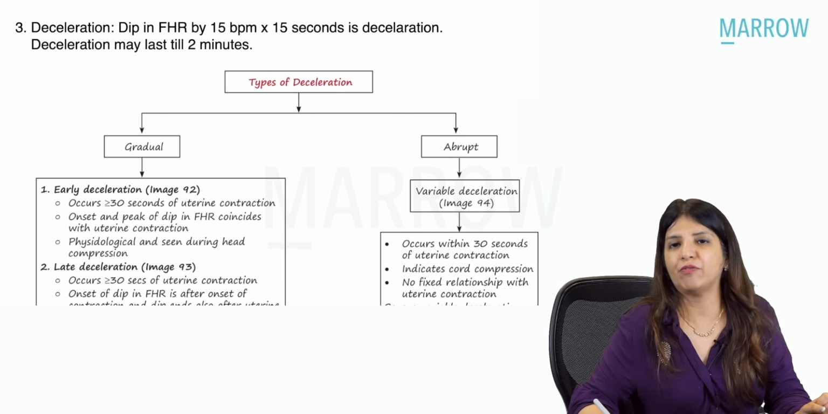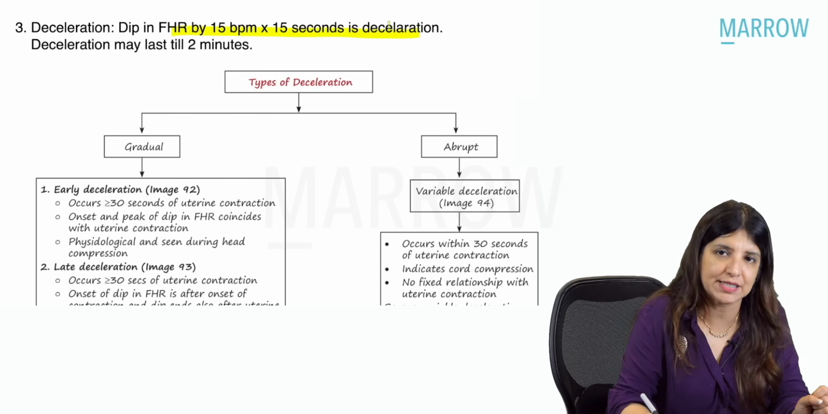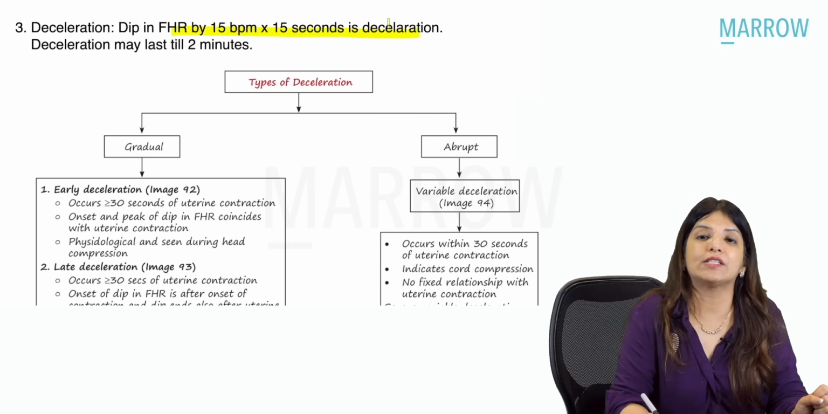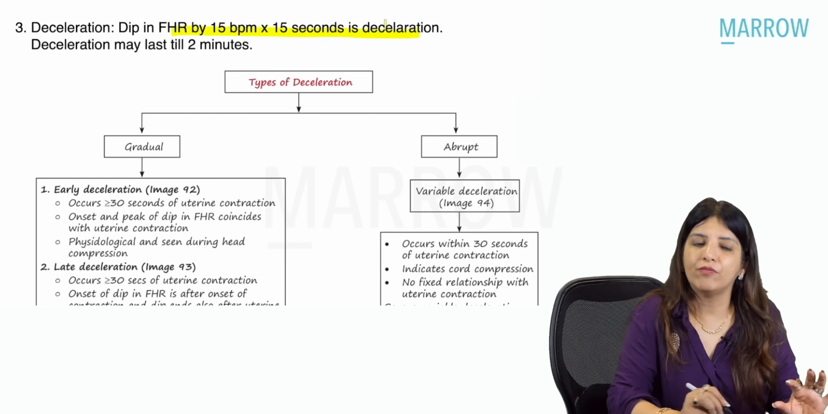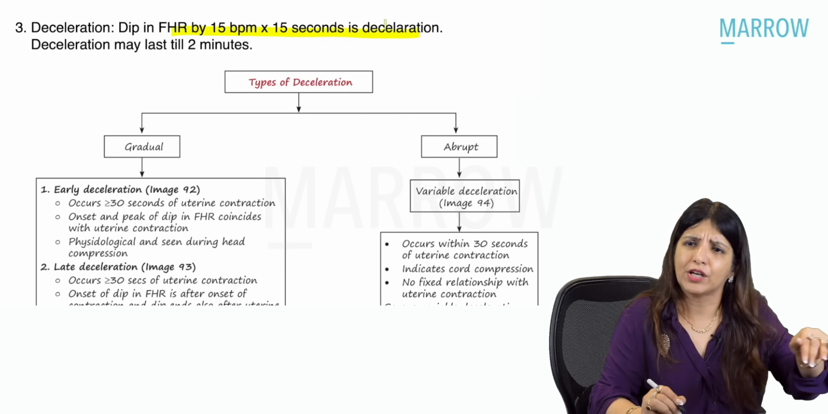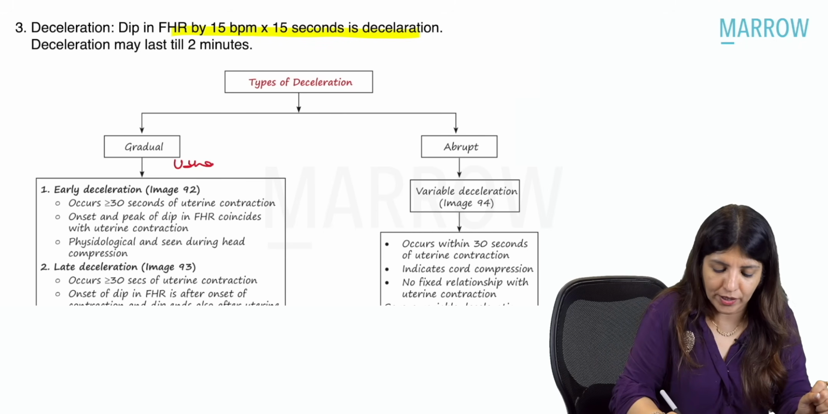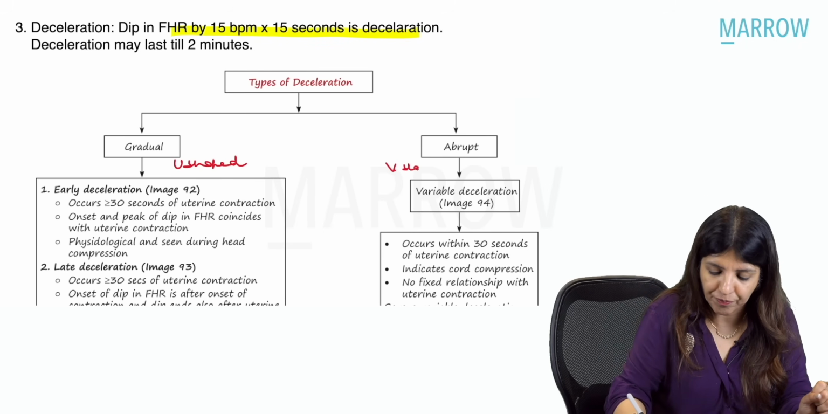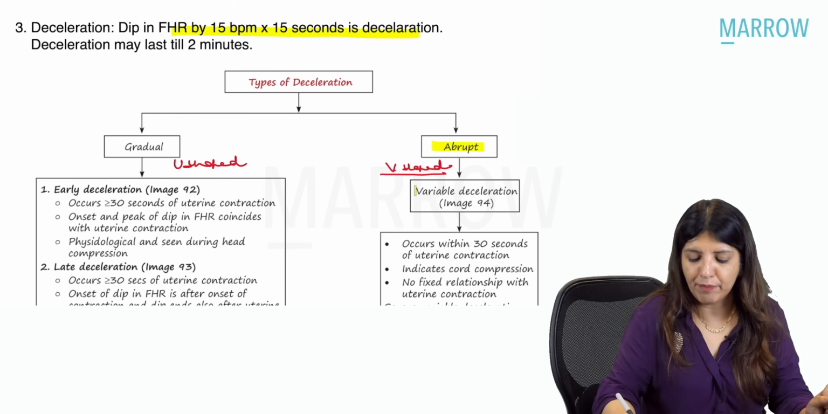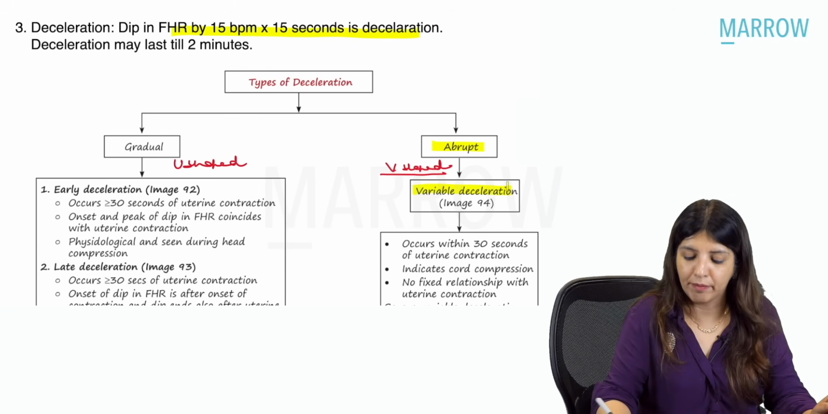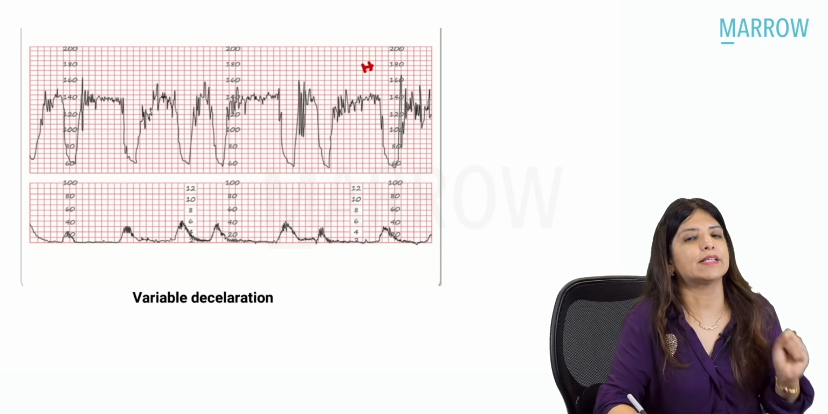Now, in case of CTG strip, you may get dip in fetal heart rate. Whenever you are getting a dip in fetal heart rate, which corresponds to 15 beats per minute for 15 seconds, then that is called as fetal heart rate deceleration. In a fetal heart rate deceleration, whenever you are looking at the dip, that the fetal heart rate has dipped, look at whether it is U-shaped or whether it is V-shaped. If it is V-shaped, that means it is abrupt, and that means it's a variable deceleration. So for example, see over here, why am I calling it as a CTG strip?